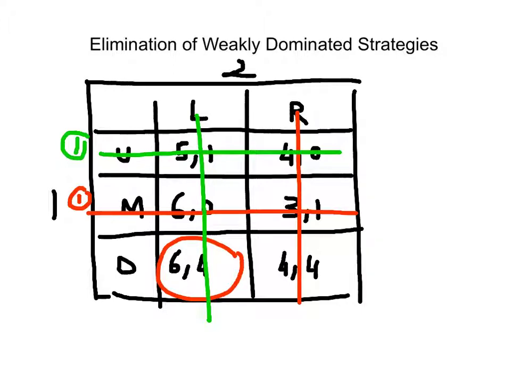And now the outcome of the game is different. Player 1 will play strategy D, because 4 is greater than 3. So the outcome of the game is for player 1 to play D and player 2 to play R. Different outcomes of the game depending on the order of deletion of weakly dominated strategies. So that's a problem.